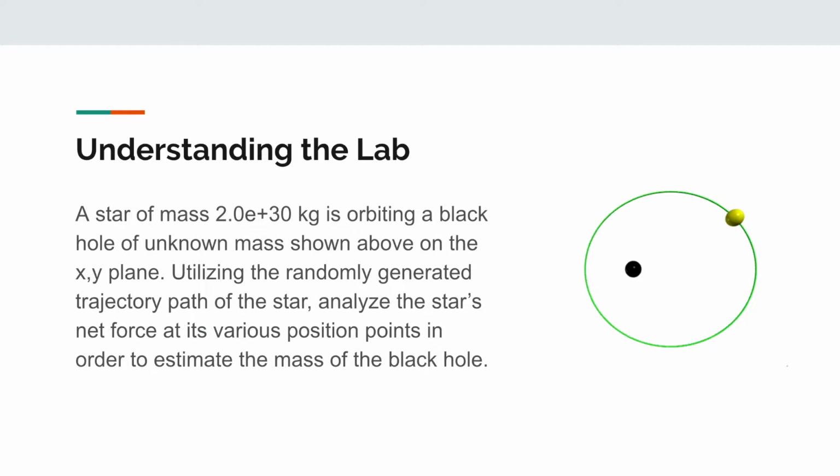In this lab, I was provided the mass and trajectory of a star orbiting a black hole of unknown mass. Using the mass of the star, 2 times 10 to the 30th kilograms, and the randomly generated trajectory shown on the right, I will utilize several of Newton's fundamental principles to deduce the mass of the black hole observed over the duration of one Earth day.